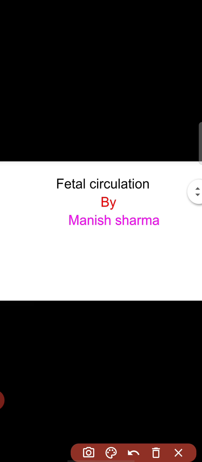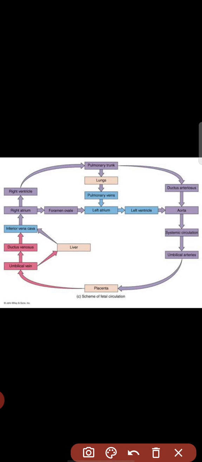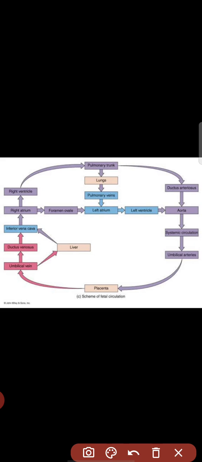The fetal circulation we can understand by this flow chart. It is the flow chart scheme of fetal circulation, in which we are understanding the major modifications in the fetal circulation. You should compare that circulation with the normal circulation, and see the essential and additional changes which are found in the fetal circulation, as we are seeing in this flow chart.